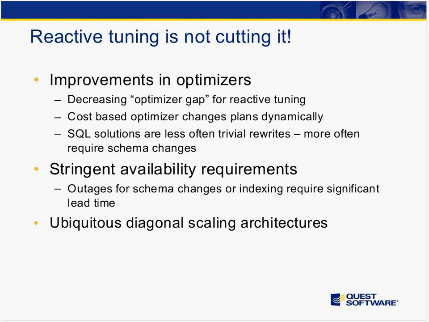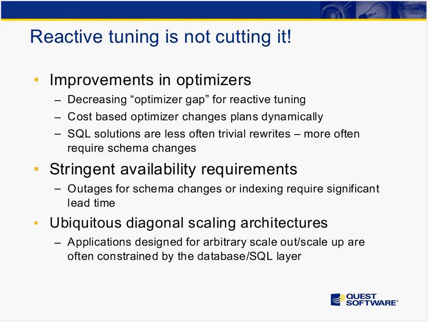We have diagonal scaling architectures. By that, we mean scale out or scale up. The applications today are designed for these scale out or scale up architectures. By scale out, we mean things like clustering technology, racks, so that you can add a node and get more capability by just continuously adding more nodes. And scale up is the more conventional approach of just getting more hardware, adding more CPUs to the same machine.